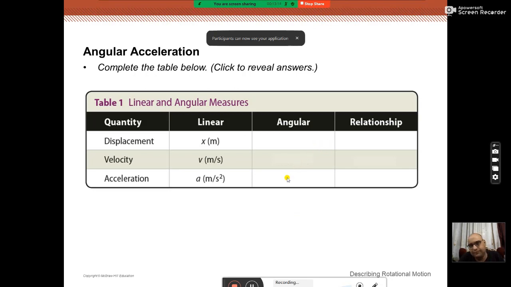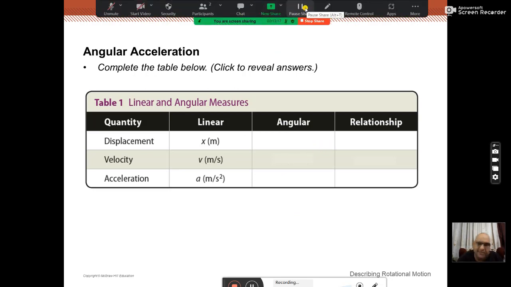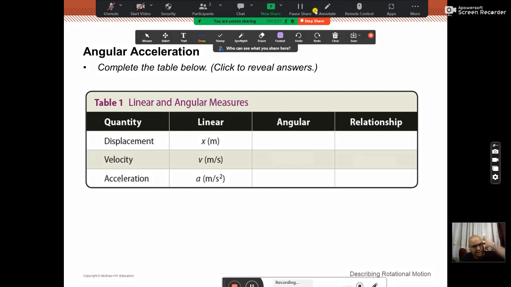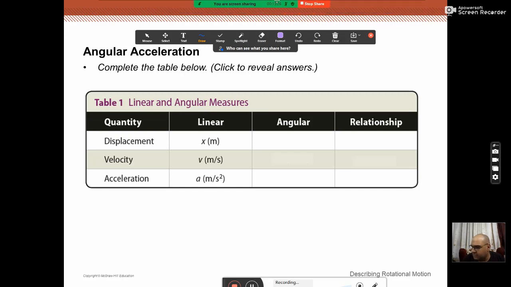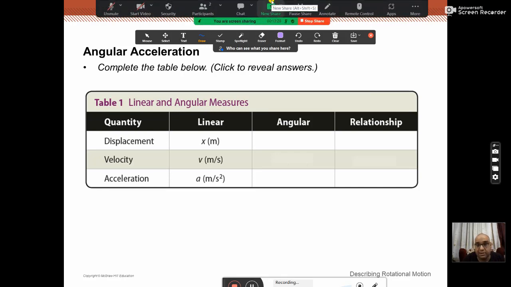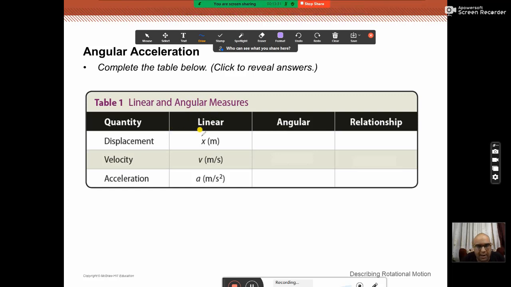Let's fill in this table. I need to fill it because it represents the relation between an angular displacement and the linear one, and the angular velocity and linear one, angular acceleration and the linear one. The symbol of linear displacement is called x. Sometimes we call it d, no problem. Angular displacement is called theta. The relation between them, x equal r theta.